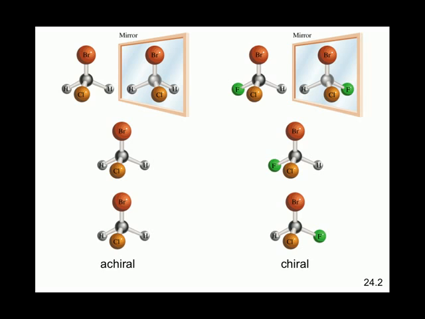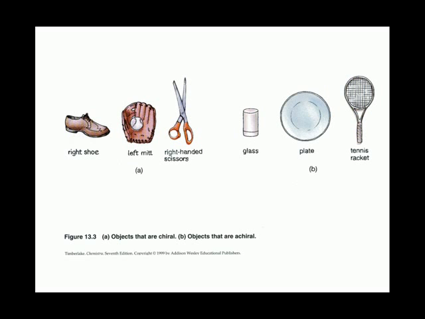Now, mirror images are different. You have handedness yourself. If you put your right hand on top of your left hand, you notice that not everything lines up right. The thumbs are on opposite sides, the little fingers are on opposite sides. So your hands are chiral. Here are some other objects that are chiral. You have a right shoe and a left shoe. We have a left mitt and a right mitt. We have right-handed and left-handed scissors.